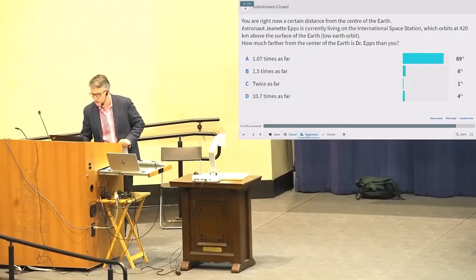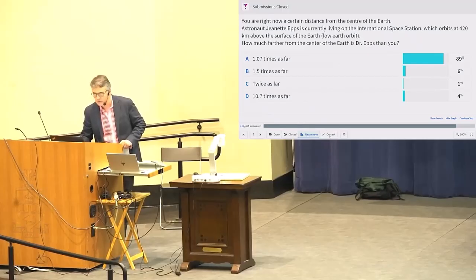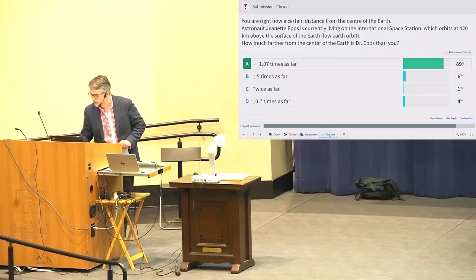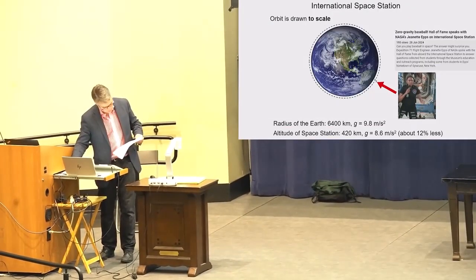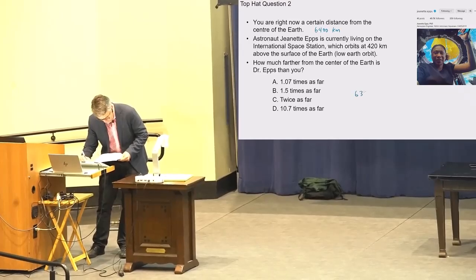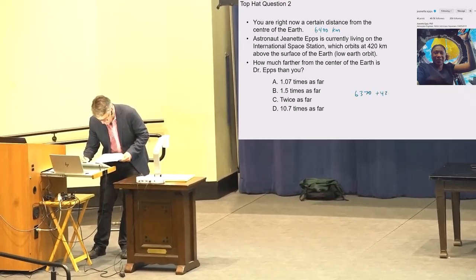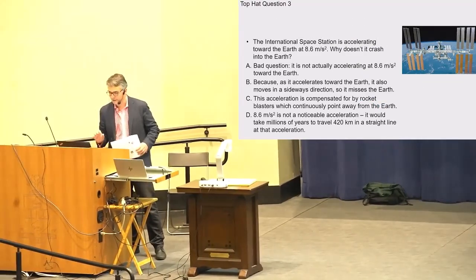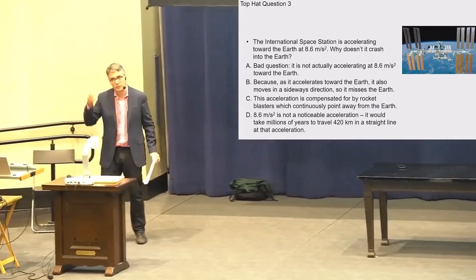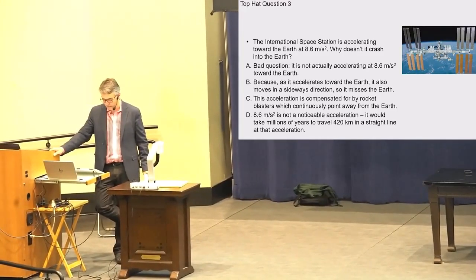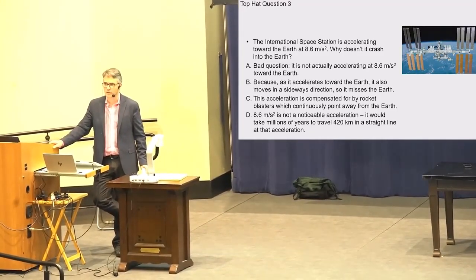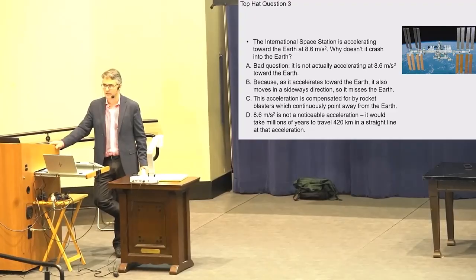Survey says 1.07. Someone was saying she got 1.06, but it's closer than any of those other ones. Not much farther. That's like a 2-scale diagram. So I guess it would be 6370 plus 420 divided by 6370. What's going on here? A couple of questions. Why do they feel weightless is one thing. And if something's accelerating towards the Earth at 8.6 meters per second squared, then why doesn't it hit the Earth?